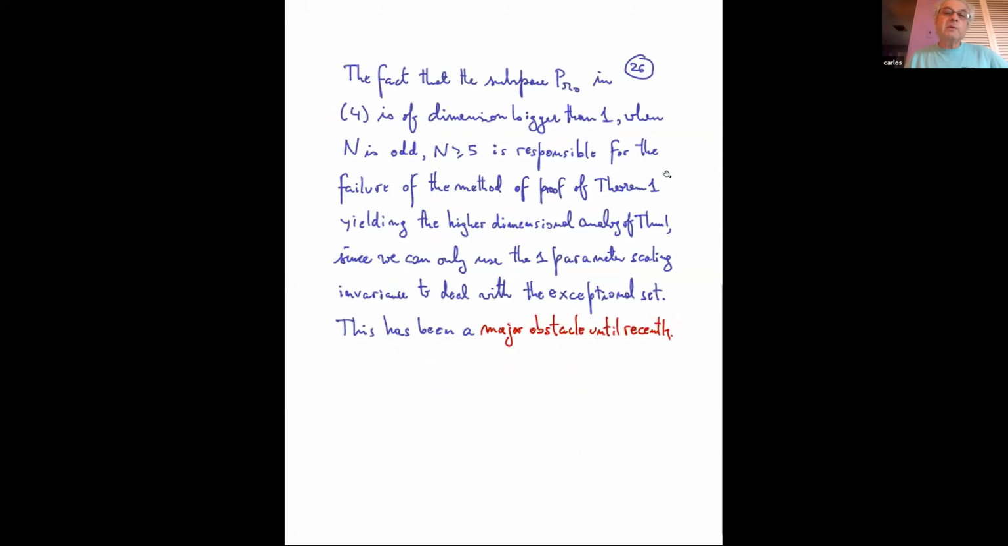This is responsible for the failure of the method of proof for theorem 1 working in higher dimensions, even in the radial case, in the odd dimensional case. The reason is that there's only the one-dimensional scaling parameter to work with, and you cannot kill more than one dimension with that. And until very recently, this was a major obstacle in our way.